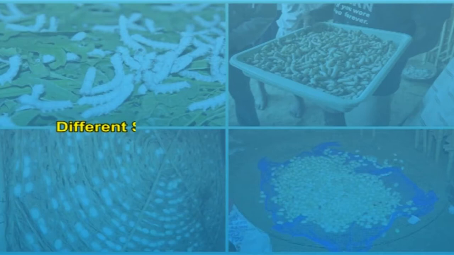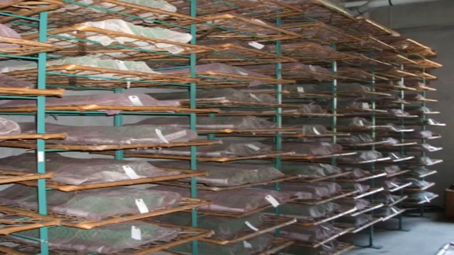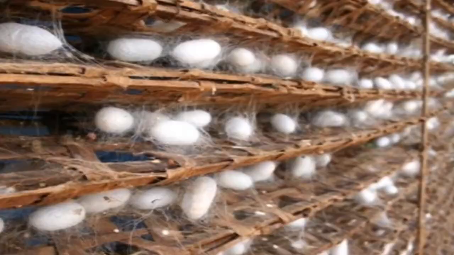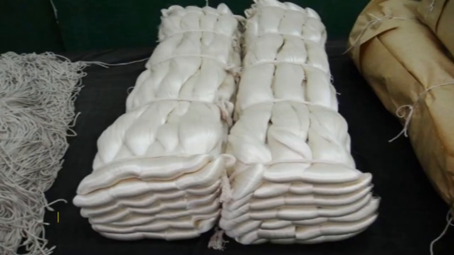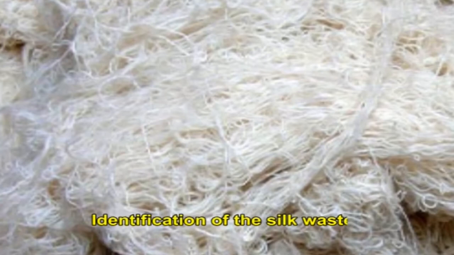Dear students, in the previous session, we have discussed the concept of silkworm rearing, the process of silkworm rearing. We have also discussed late-age silkworm rearing. In this session, let us understand the different stages that are involved in the process of rearing, mounting and spinning of silkworm, harvesting methods of cocoon, raw silk testing, and identification of silk waste.